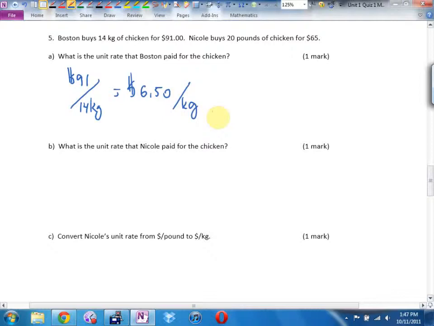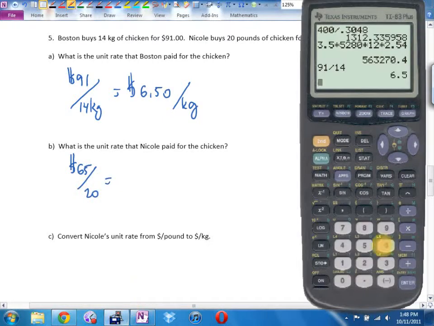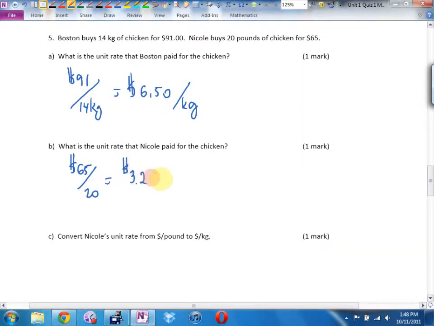What's the unit rate that Nicole paid? Well, $65 for 20 pounds. She paid $3.25 a pound. You could write pound. The abbreviation is LB. By the way, in math, never write a lowercase vertical L because it looks like a 1. You'll notice I always do my L's as curly L's so you can tell it's not a 1, because you might think that later. Did anybody convert that on this line to kilograms? I didn't say you had to, so I take this for full marks. Okay, $3.25 a pound, $6.50 a kilogram.